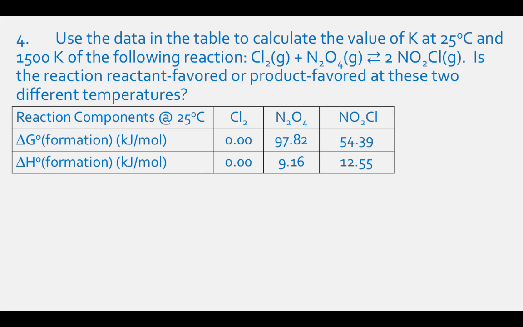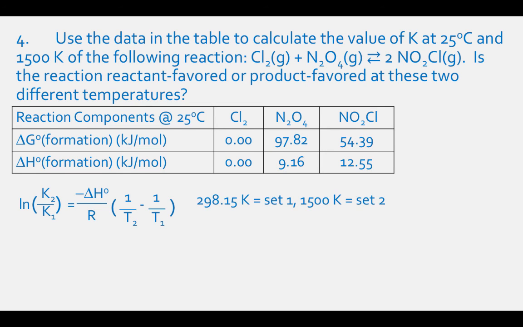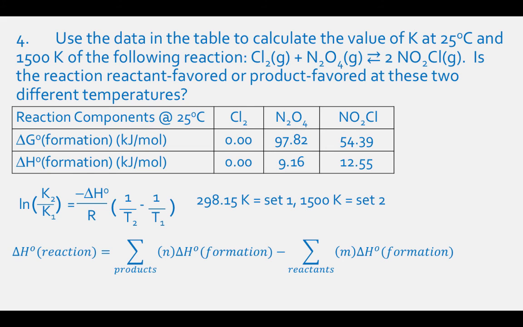To calculate our K value at a different temperature, use the equation, the natural log of equilibrium constant 2 over equilibrium constant 1 equals the negative standard delta H divided by R times 1 over temperature 2 minus 1 over temperature 1. In this case, we will consider the 298.15 Kelvin set of conditions 1, and the 1500 Kelvin set of conditions 2. Then we need to calculate our standard delta H of the reaction.